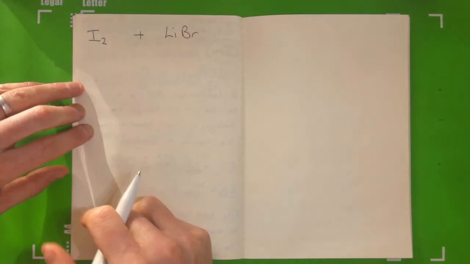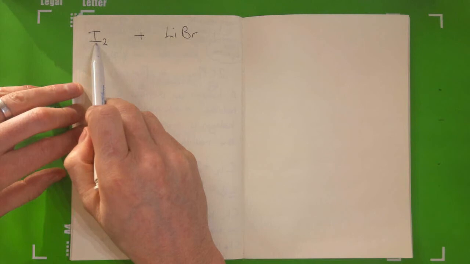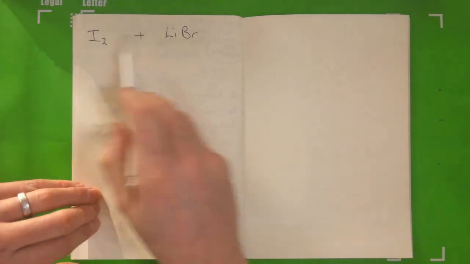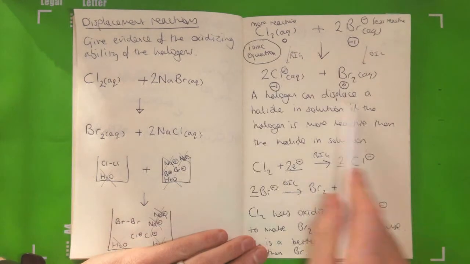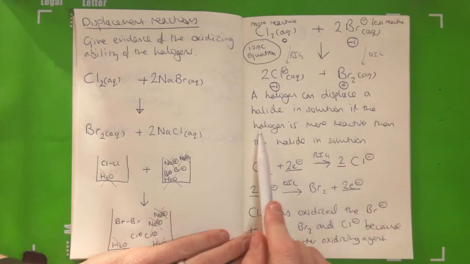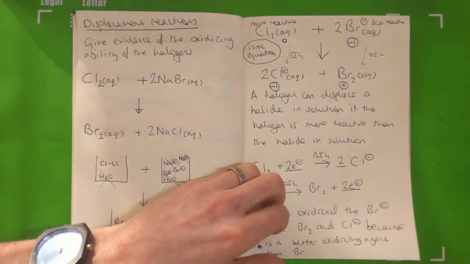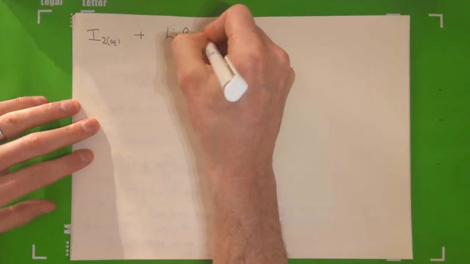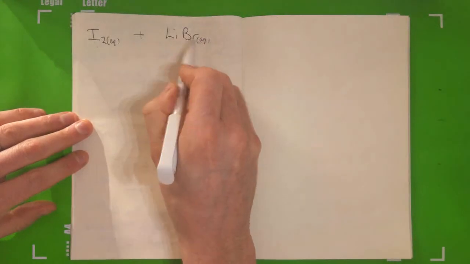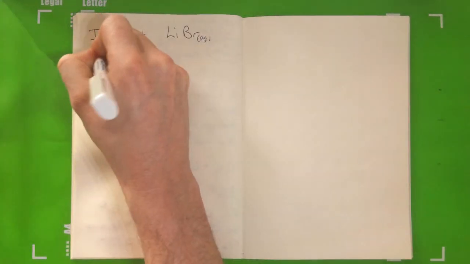Let's work out whether this is going to react. So we can see here I've got the halogen and the halide. Let's go back to our rule. Halogen can displace a halide in solution if the halogen is more reactive than the halide. So we need to work out whether that is more reactive than that. And it's not. It's actually less reactive.